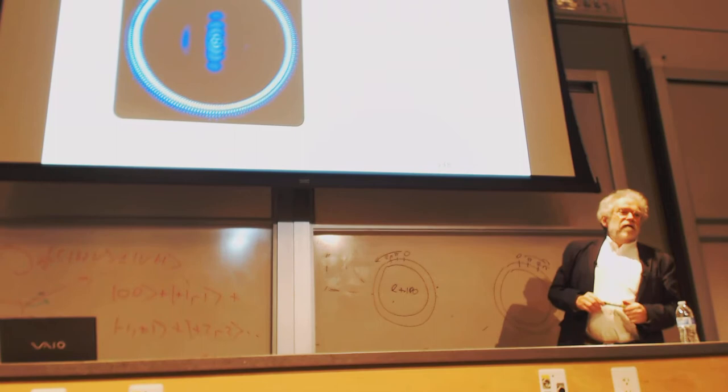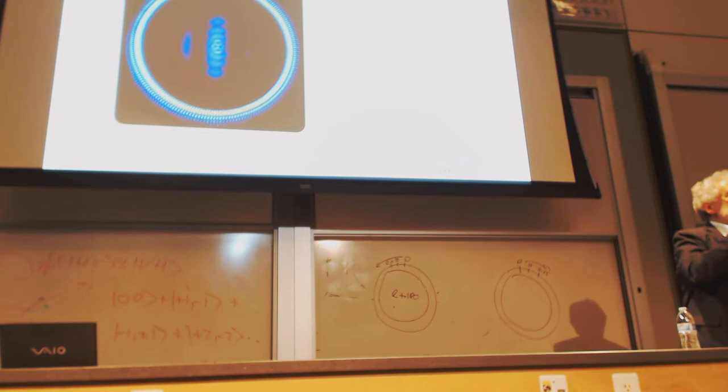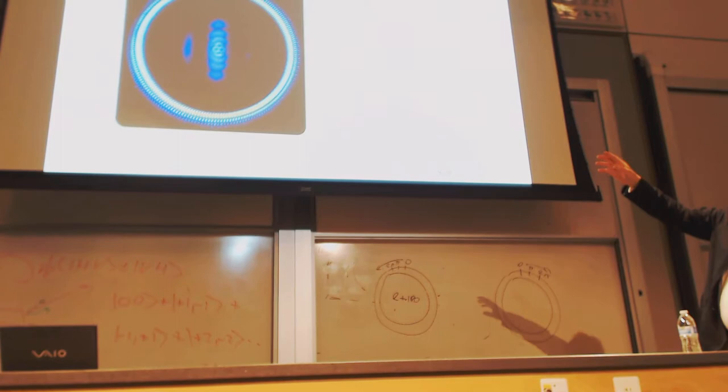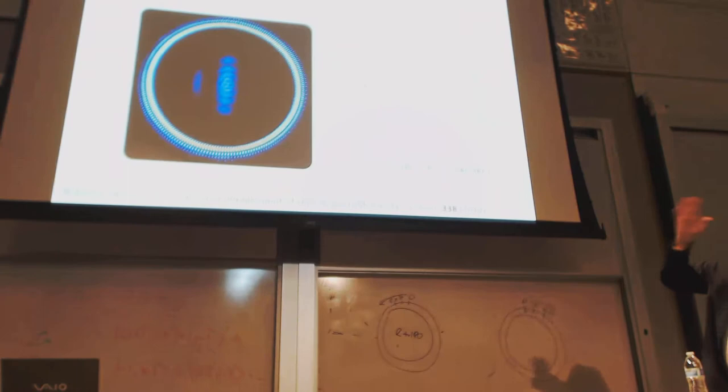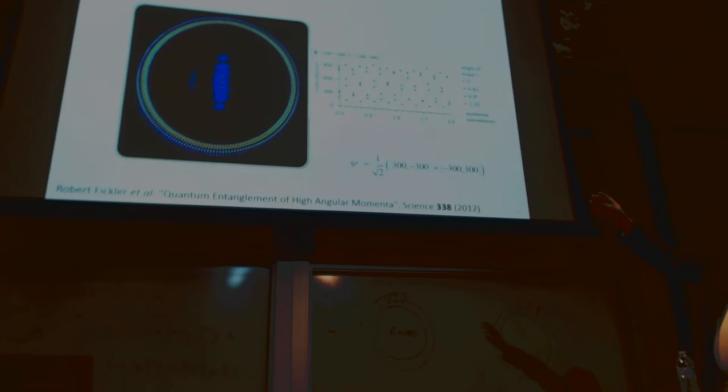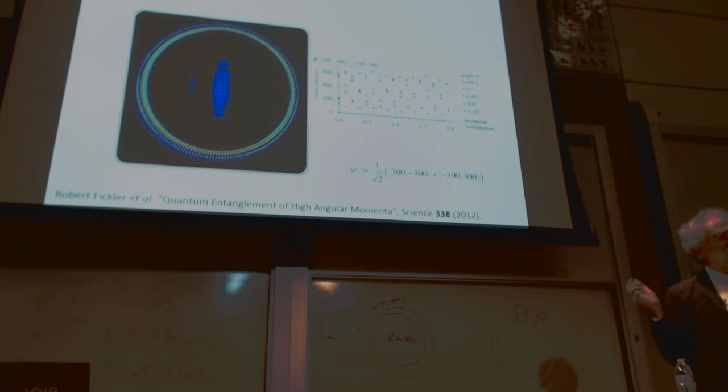And this is an immediate way to identify what superposition you have in front of you. If you have such a ring and the minima are well pronounced enough, then you have a superposition of plus L and minus L, and you just have to count the maxima and minima. This is also a way to practically do the experiment.